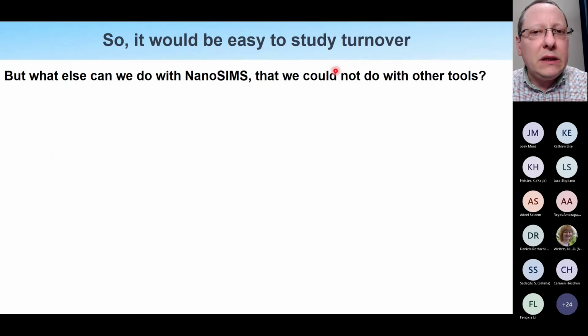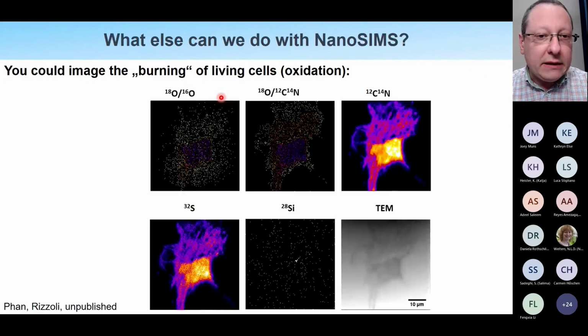So you can really do a lot of things. You can label stuff, you can study turnover. But what else can you do? I mean, just for the last couple of minutes in my talk, what could you do with NanoSIMS that you could not do with other tools and would be medically cool to do? And the answer is quite a few things. You could look at the oxidation of cells, like burning of living cells, how they burn in oxygen, and you just image oxygen. Just put an atmosphere of oxygen 18 in there and just see what's going on.